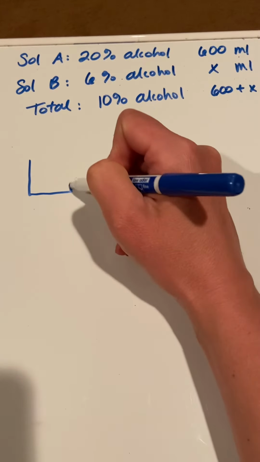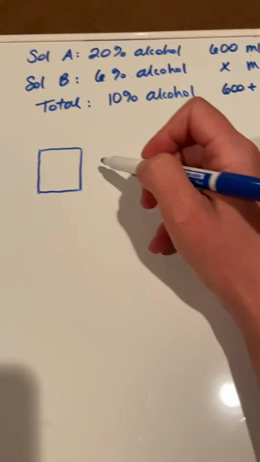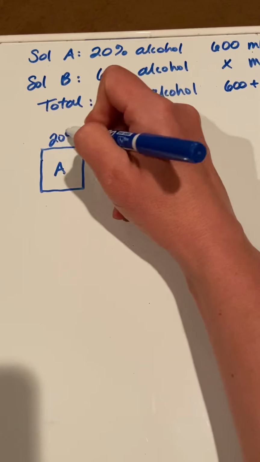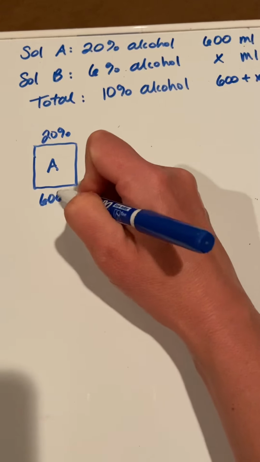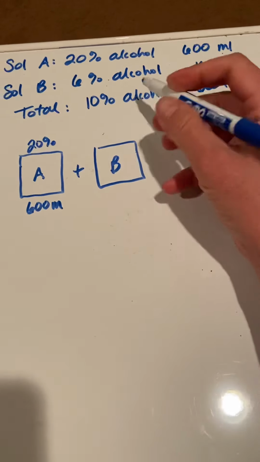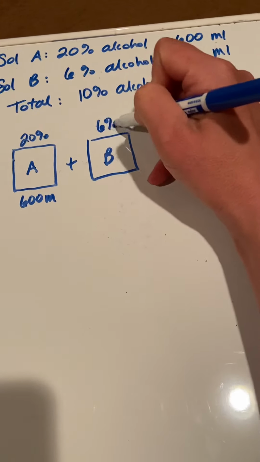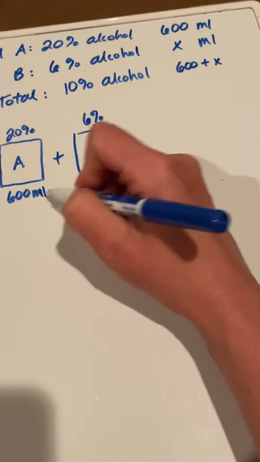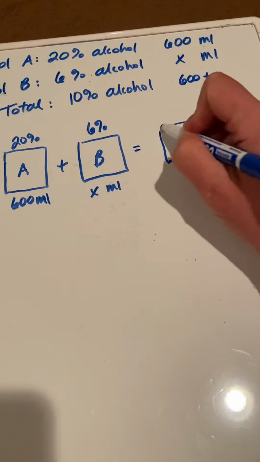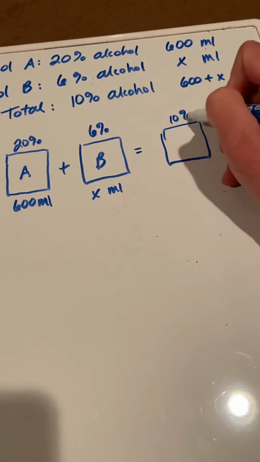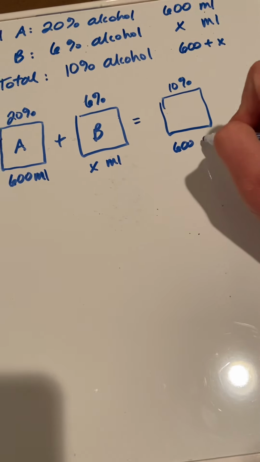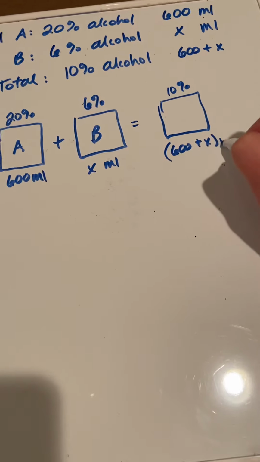So if we think about our mixtures and we use this box method again, this would be solution A. Solution A is 20% alcohol, and we have 600 milliliters. We're adding it to solution B. Solution B is 6% alcohol, and we don't know how many milliliters it is. And altogether, we know that's going to give us a final solution that is 10% alcohol. And when we add the 600 and the X together, that will be 600 plus X milliliters.